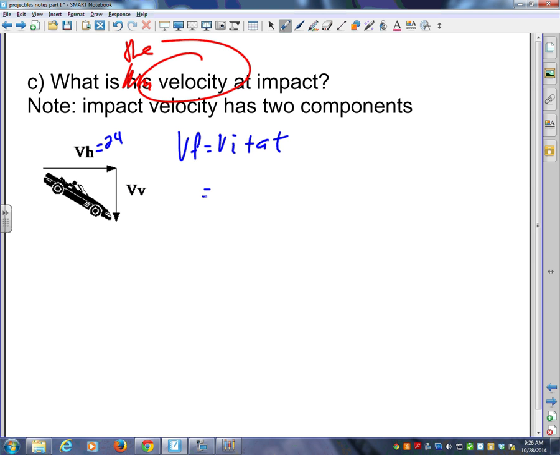What is the initial vertical component? 0. What is the acceleration due to gravity? Minus 9.8. What is the time? 3.02.